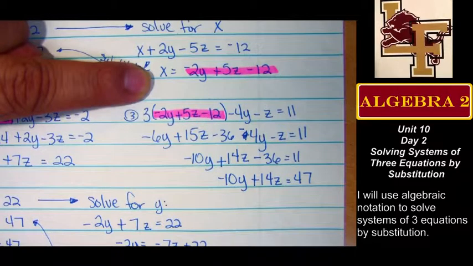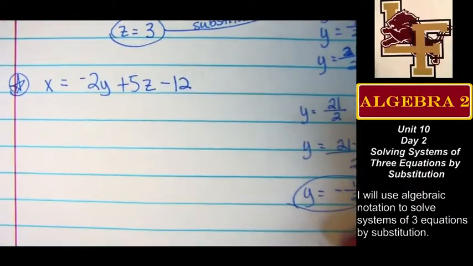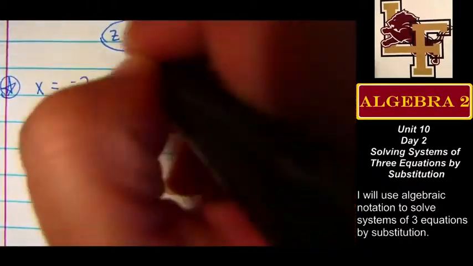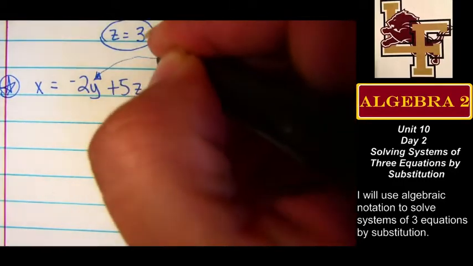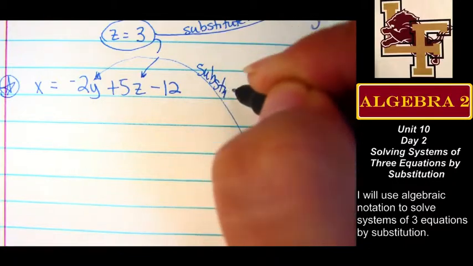So I'm going to grab this equation from the very top. And now I'm going to plug in the value for y and the value for z. And it should give me a value for x.